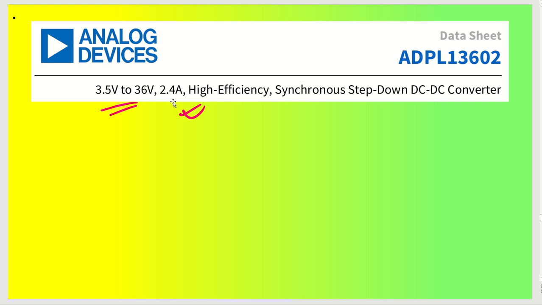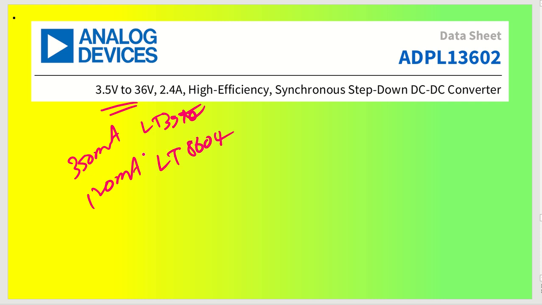The earlier two ICs we saw were around 350 milliamperes and 120 milliamperes. One was the LT3970 and one was the LT8604. Now we are going to see the ADPL1306, which has a capacity of 2.4 ampere. It is a very high efficiency synchronous step down DC-DC converter. With this, we can quickly get into the data sheet.